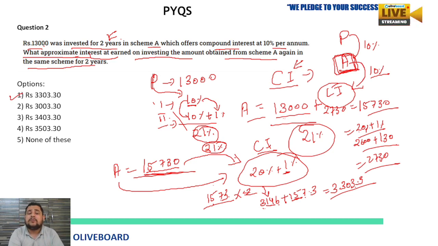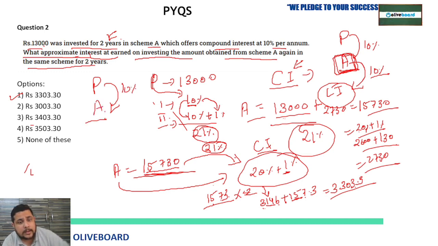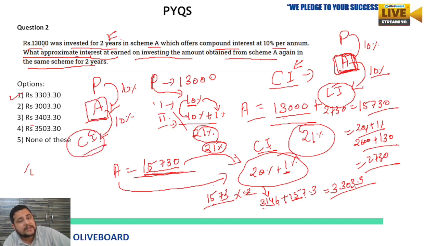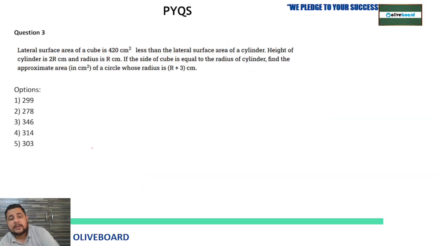Here they have given you what? First you have to go for what? The principal is in scheme A. They have said that for 2 years he invested at 10%, so he gets some amount A. Again, he invests the received amount in the same scheme at 10%. So they are asking how much interest he will now get. Okay, that we have calculated. So let's move on to the next one.